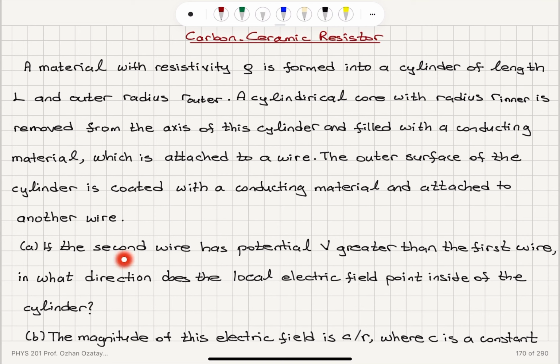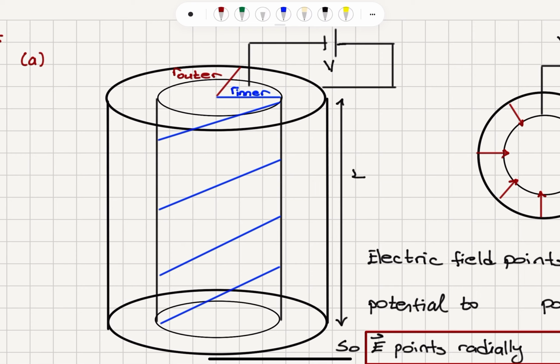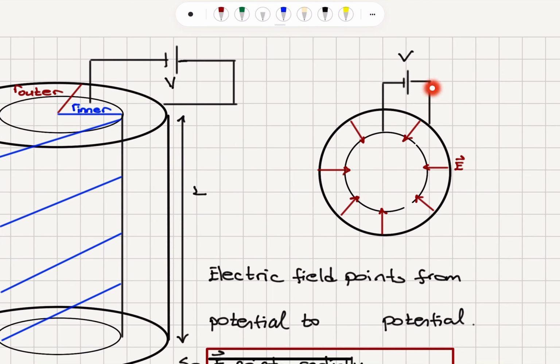Part A. If the second wire, which is the outer wire, has potential V greater than the first wire, in what direction does the local electric field point inside of this cylinder? So the outer one is at a higher potential with respect to the inner conductor. If I look at this from the top view, the outer conductor is positive and the inner one is negative. The outer is the positive electrode, the inner is the negative electrode.